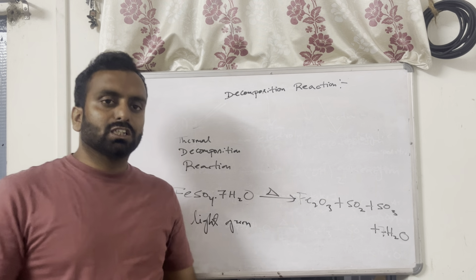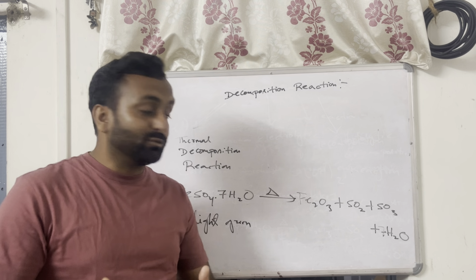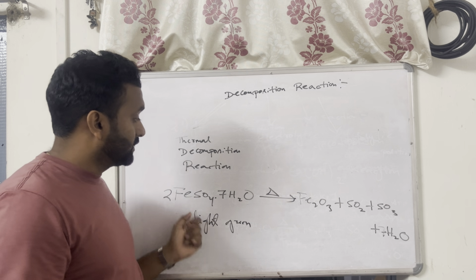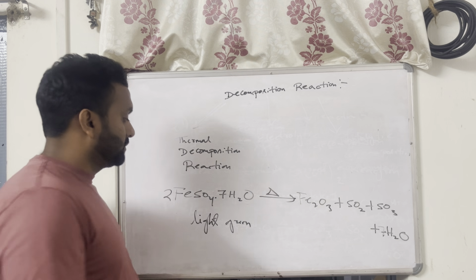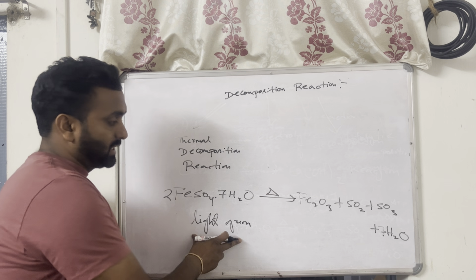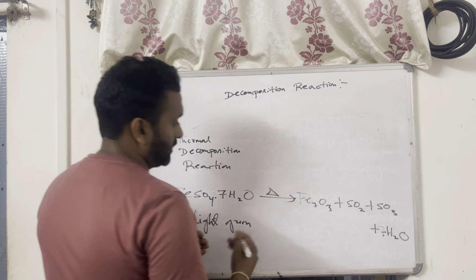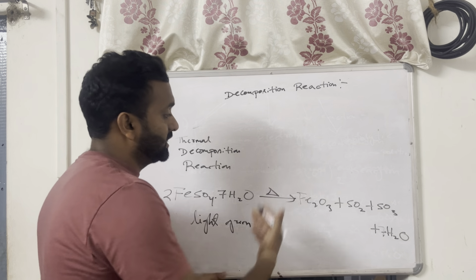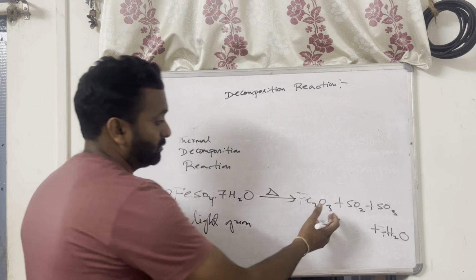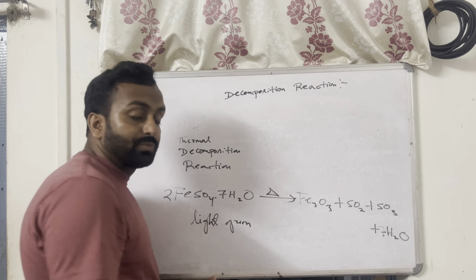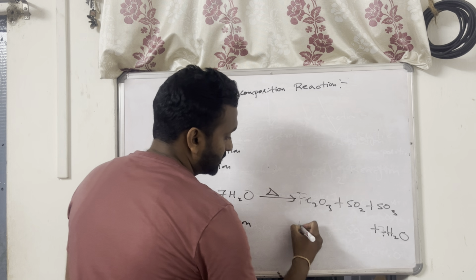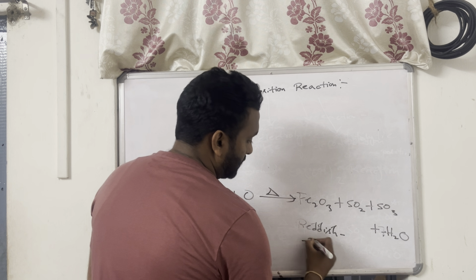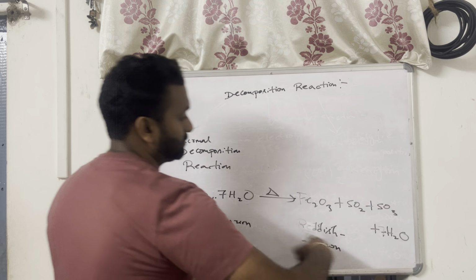Balancing is not important for particular questions. Why? Because I'm teaching you thermal decomposition reaction. Just remember that here the ferrous sulfate crystal was light green in color. It has lost water, that means it has dehydrated, and then after further burning it has become ferric oxide, whose color is reddish brown. Just remember that its color is reddish brown.